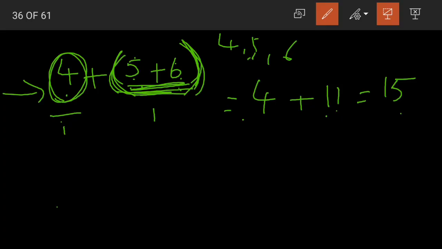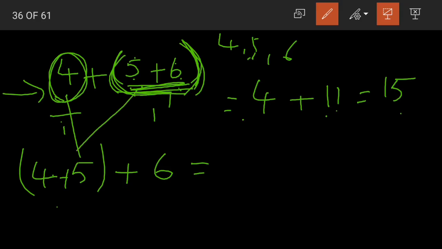and 5 and 6 were in the second group. Now what if I change the order? What if I place 4 and 5 in the first group and 6 in the second group? Understood? 4 and 5 in the first group, 6 in the second group. The groups are changed here, right? Previously we had only 4, but now we have 4 plus 5. Previously we had 5 plus 6, but now we have only 6.